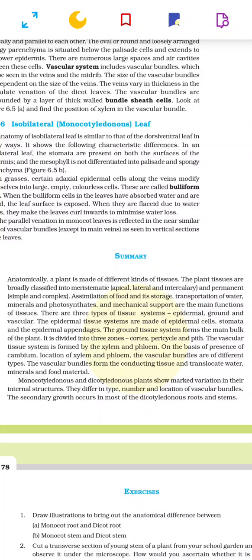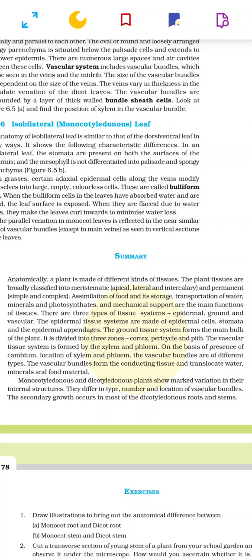The epidermal tissue system is made up of epidermal cells, stomata and epidermal appendages. The ground tissue system forms the main bulk of the plant. It is divided into three zones: cortex, pericycle and pith. The vascular tissue system is formed by the xylem and phloem. On the basis of the presence of cambium and the location of xylem and phloem, the vascular bundles are of different types. The vascular bundles form the conducting tissue and translocate water, minerals and food material.